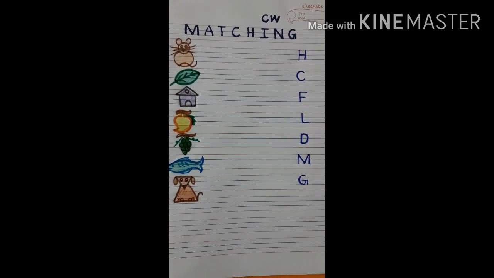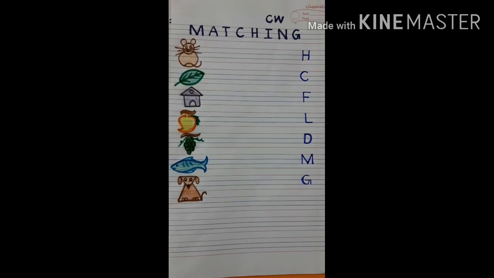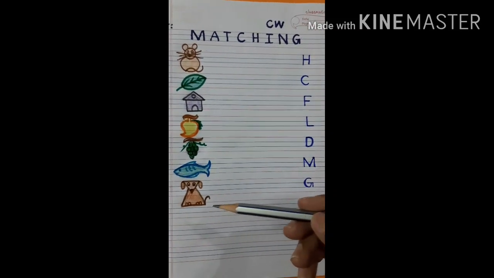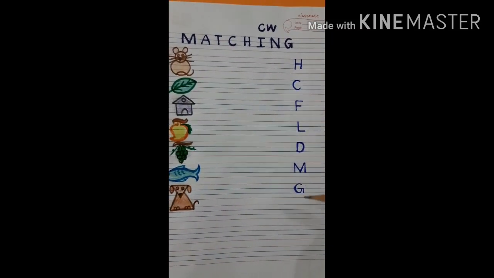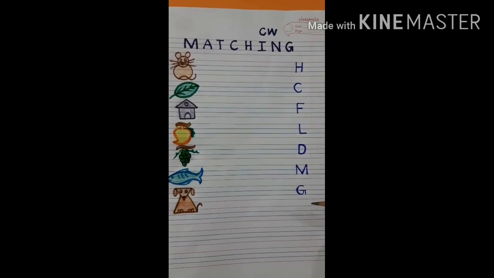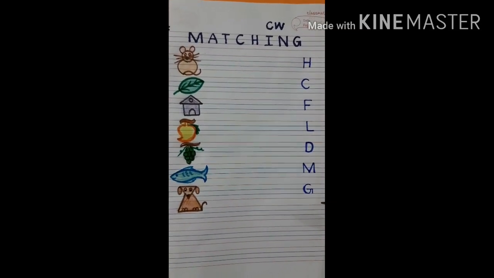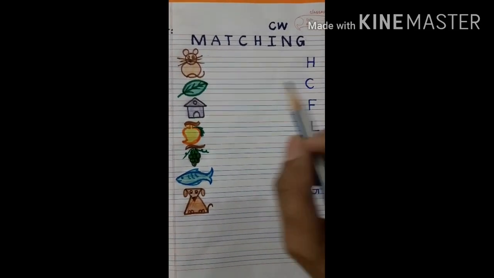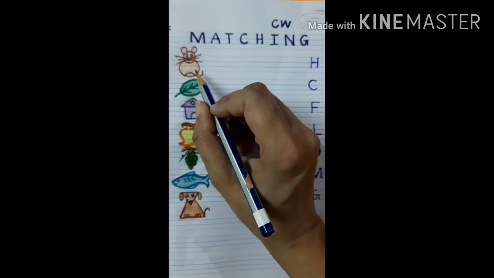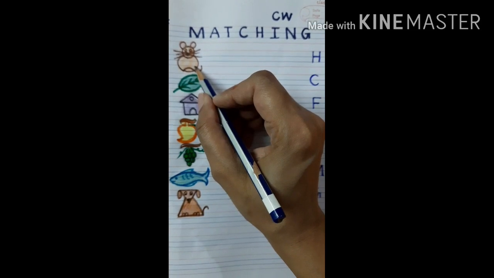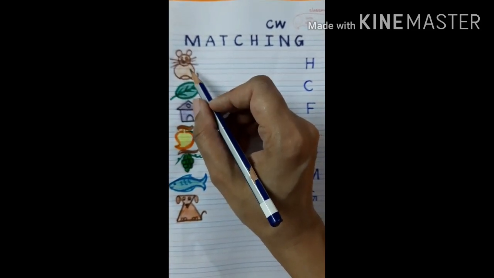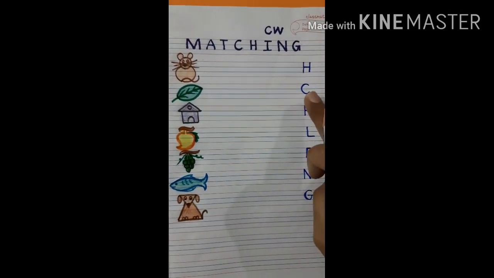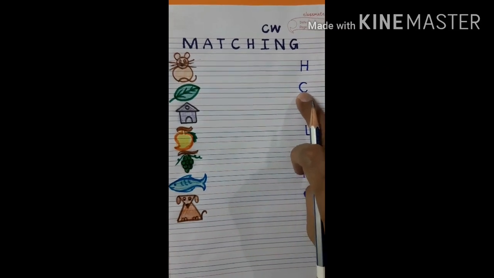Children, now we will do matching. Look here. Here are the pictures. And here are the alphabets. We will match the picture with their alphabet. Look at the first picture. This is the picture of cat. Cat belongs to which letter? Letter C. C for cat.